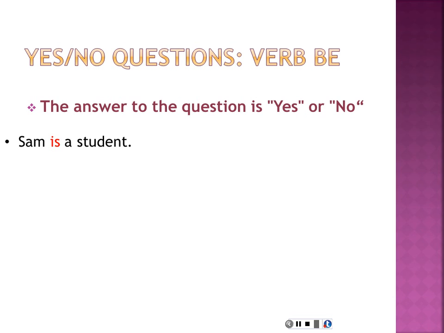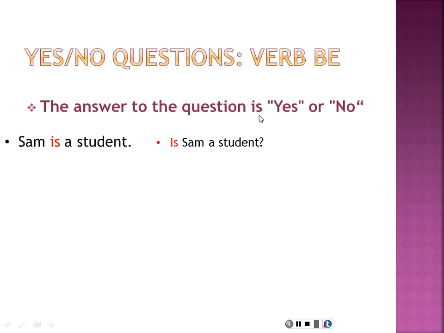What we do, we only switch the places of the subject and the verb. نقوم بتبديل أماكن أو مواضع الفاعل مع الفعل. So it becomes is Sam a student? So we changed is from this place and it becomes in the first place. So is the first word. Is Sam a student? هل سام طالب؟ So as you can see at the end we have a question mark. So you should end the question with a question mark. يجب إنهاء السؤال بعلامة استفهام.